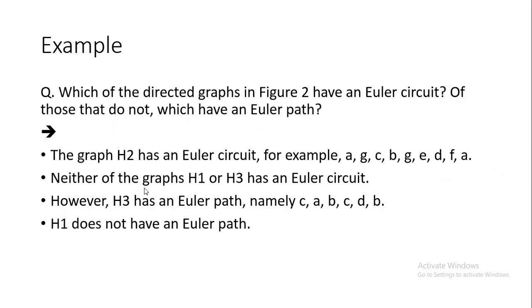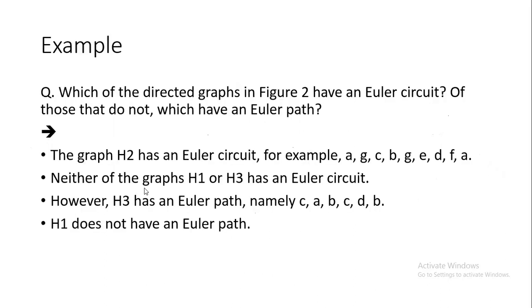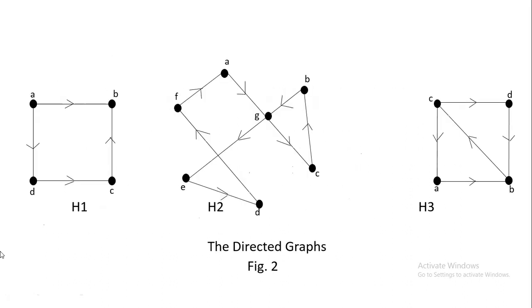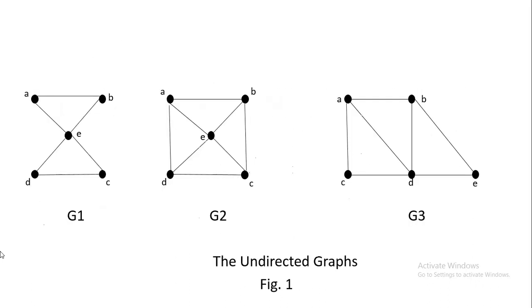H3 has an Euler path, namely CA, AB, BC, CD and DB. So here H3 has an Euler path. First CA, then AB, then BC, then CD, then DB. Okay, so this is an Euler path. Starting and ending vertices are different. But H1 has neither an Euler circuit nor an Euler path. Understood? So these examples you can trace out by looking at these graphs.